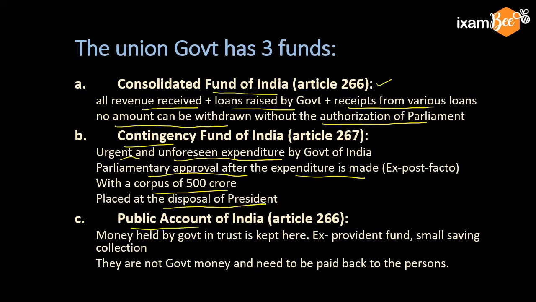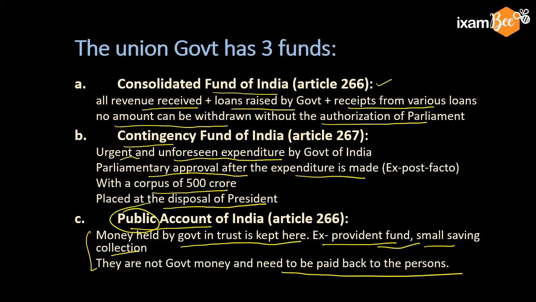Third is the Public Account of India. In this, money held by the government in trust is kept, that is money belonging to, for example, Provident Fund, small savings collection, etc. This is actually not government money, but the government is using it for the time being. It needs to be paid back to the persons who have invested this money, say PF. That's why it is called the Public Account of India. So it is public money, others' money.